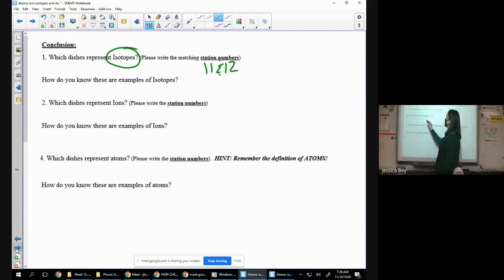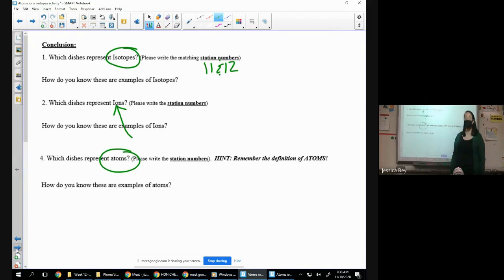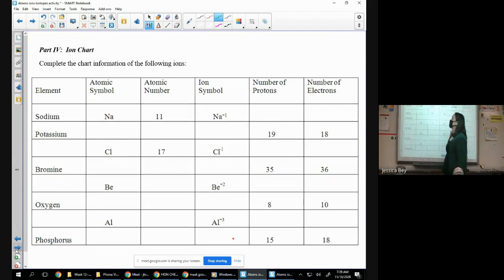Ions. What is the definition of an ion? And then remember, which ones are atoms? Remember, atoms have a specific definition. They have to be neutral in order to be an atom, okay? So process through the data. Tell me which of these stations are which.